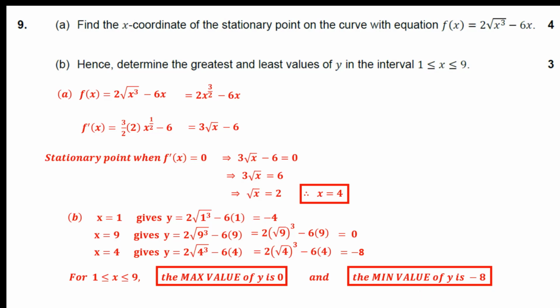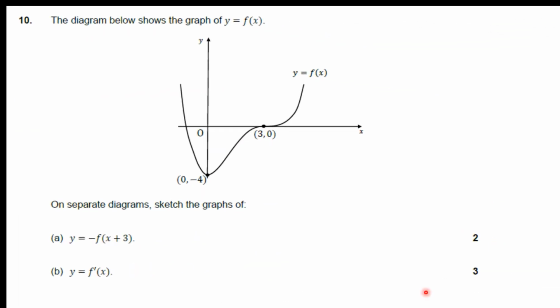Okay, number 10 is a classic example of transformation of a graph. Now, if we look at what we have to do, we're given this graph, it's got a turning point there and a point of inflection here, and all we need to do is to try to work out the graph.